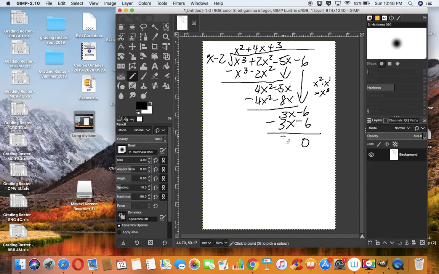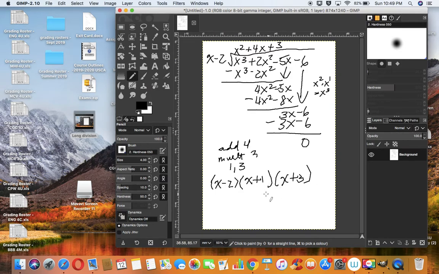And then you can look at this part. You want to factor the equation fully. So you want to see here if you can factor this any further. So here I would look at this and I would think of two numbers that add to positive 4 and multiply to positive 3. And those two numbers would be 1 and 3. So that means the top actually factors to x minus 2, and then x plus 1, x plus 3. So that would be the fully factored form of the original equation.